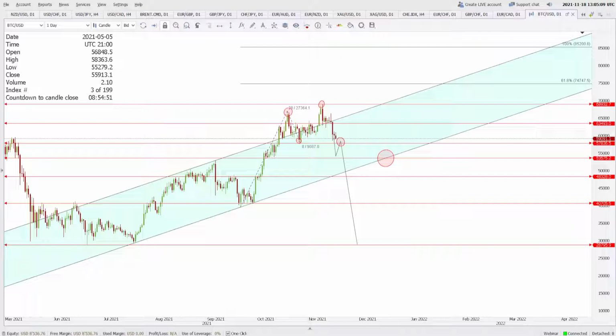So just keep in mind to not risk more than 1% of your capital on any single trade.